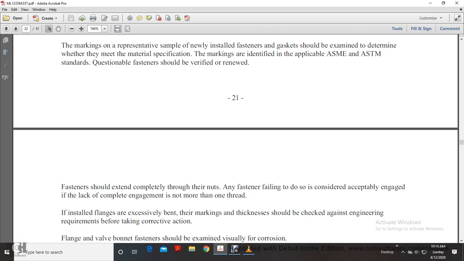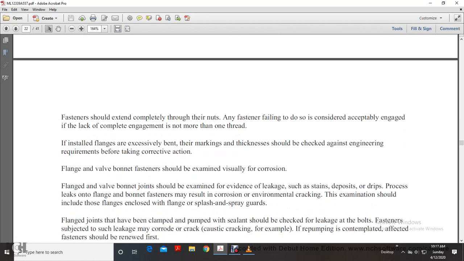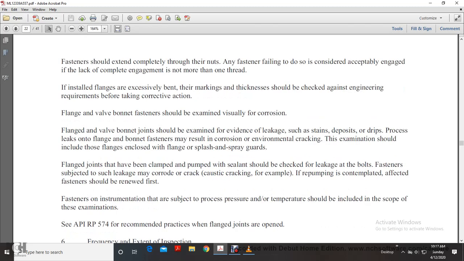Any fastener that does not do this is considered to lack complete engagement, unless the lack of engagement is not more than one thread. Installed flanges that are excessively bent should also be noted. The marking thickness should be checked against engineering requirements before taking corrective action. Flange and valve bonnet fasteners should be examined visually for corrosion. Flange and valve bonnet joints should be examined for evidence of leaking such as stains, drips, deposits, and process leaks. Leaking flange bonnet fasteners may result in corrosion and environmental cracking. The examination should include the flanges exposed to flange splash and spray guards.